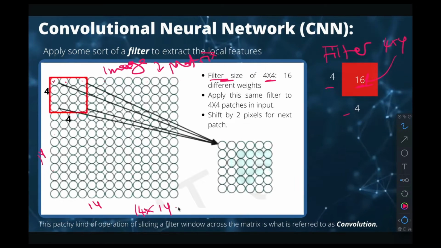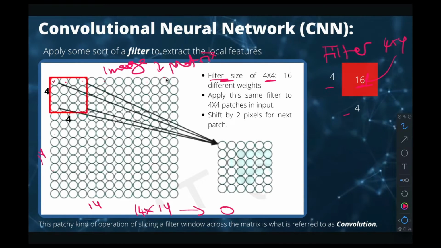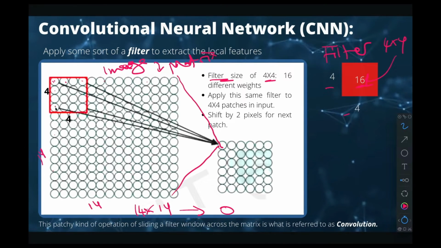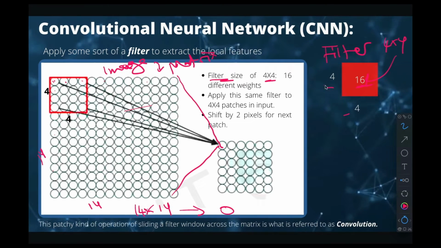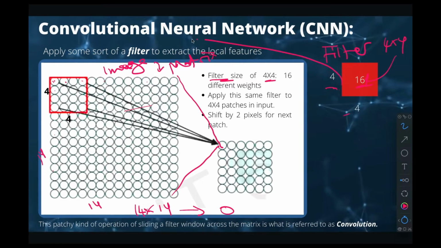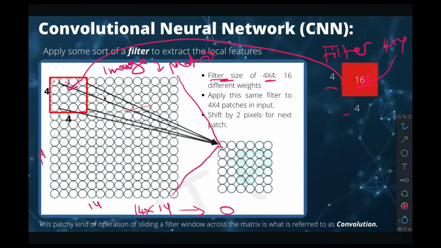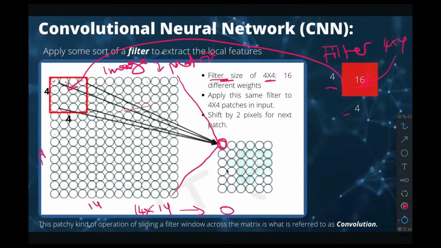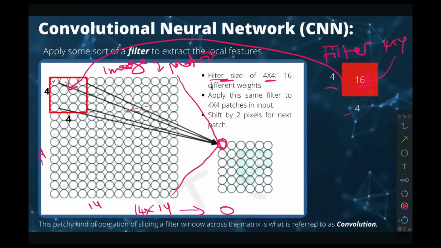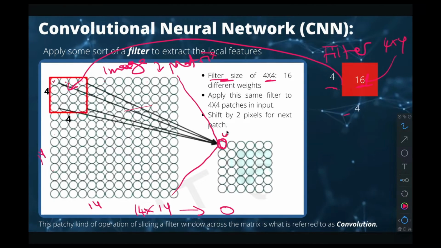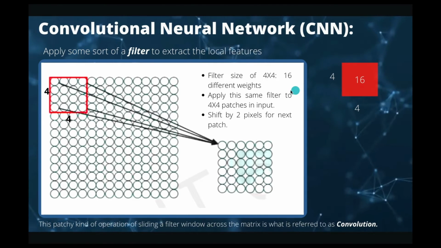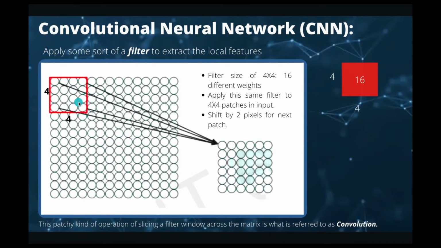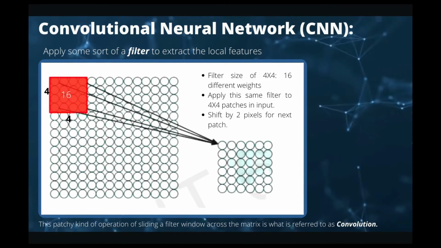So instead of feeding the entire 14 cross 14 to one neuron, I just want to select a patch of it, 4 cross 4. I put the weights I've specified on top of that patch, do element-wise multiplication, and get a certain value which I then feed to that one neuron. So you can see I'm finding a way to reduce the congestion coming into this neuron. Let me show you how we do that. I'm going to move this 4 cross 4 filter on top of the patch I've selected here, and it's going to look something like this.